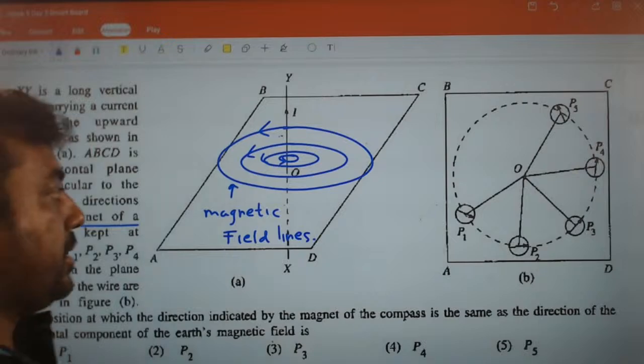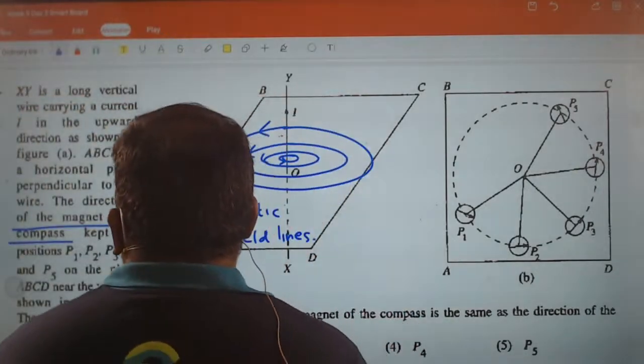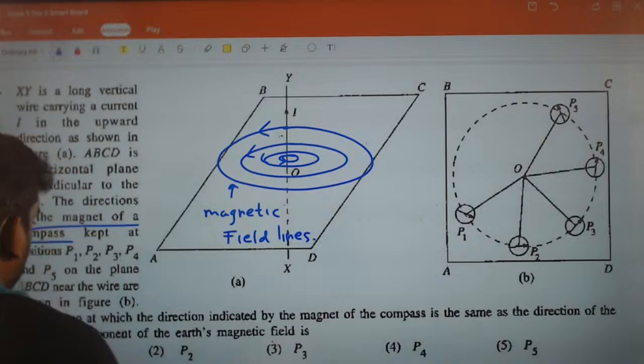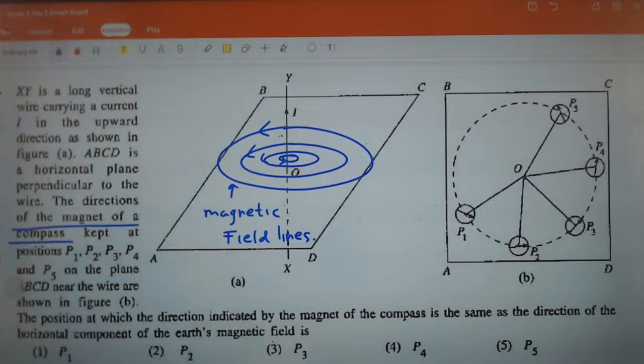So what does it give you? It gives you tangent. But be careful. The position which is directly near the magnetic compass is the same as the direction of the horizontal component. Alright, figure B. They are kept at locations P1, P2, P3 as shown in figure B. The position at which the direction indicated by the magnet of the compass is the same as the direction of the horizontal component of the Earth's magnetic field.